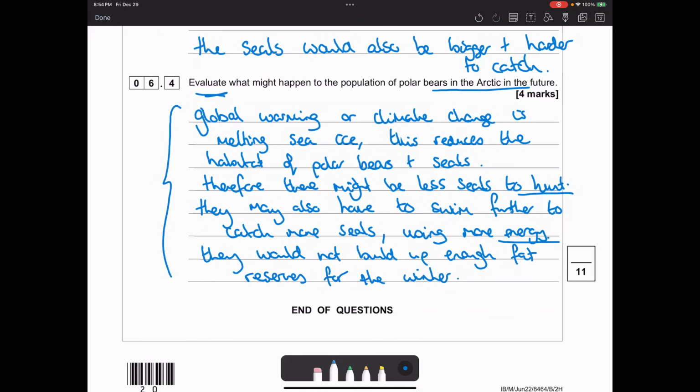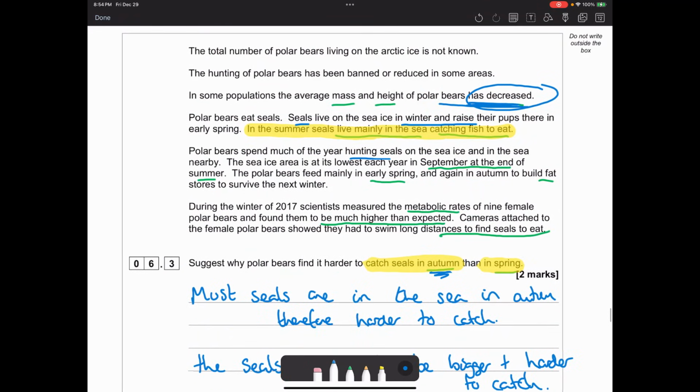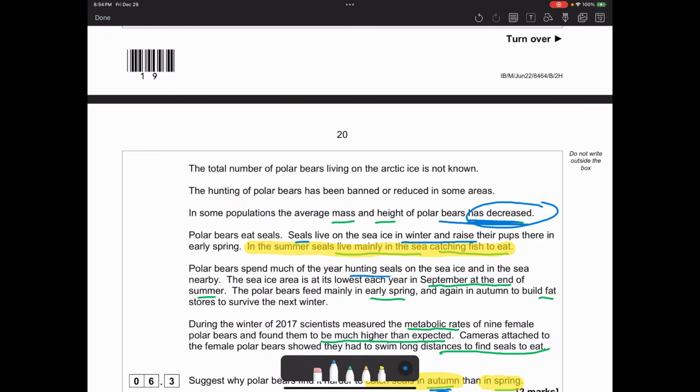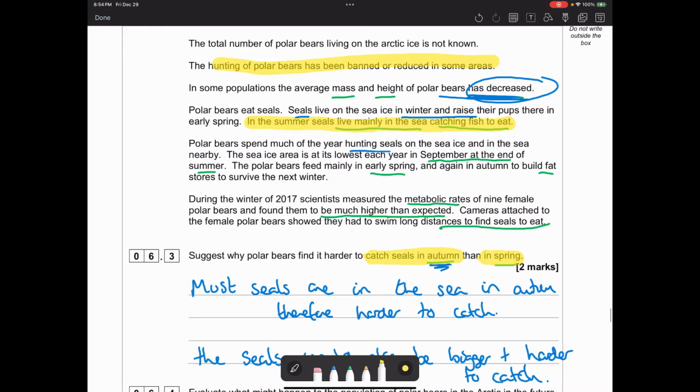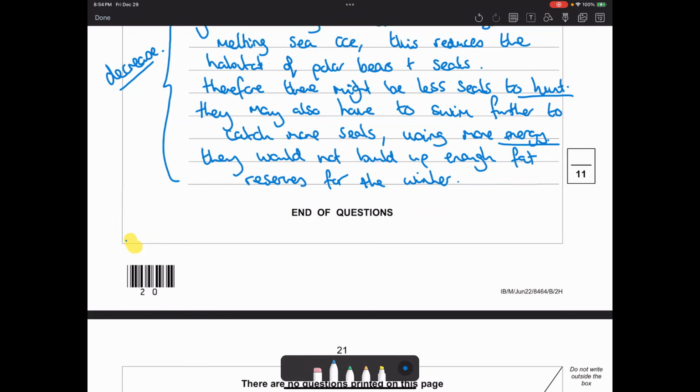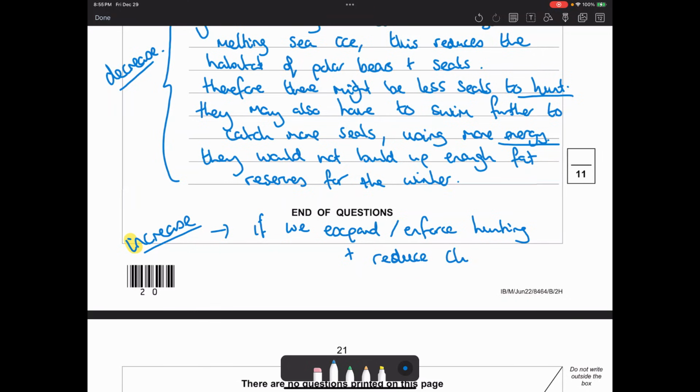Now, because it's evaluate, these are reasons why it may decrease. You could also say reasons why it could potentially increase. Well, if we go back to the very beginning of the explanation, it mentions that the hunting of polar bears has been banned or reduced in some areas. So you could say, as a reason it might increase, is that they could increase if hunting is totally banned or actually enforced, and therefore you could also say it would increase if we stop climate change. So just quickly, they might increase if we expand or enforce hunting bans and successfully reduce climate change.